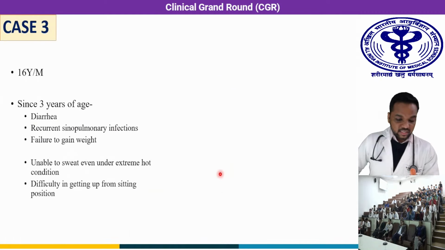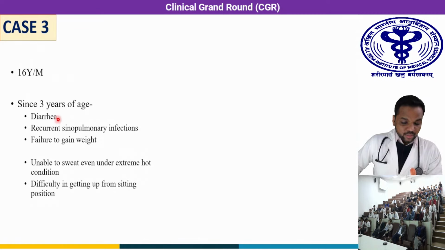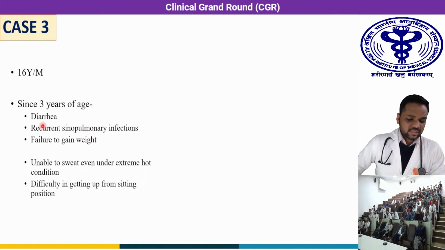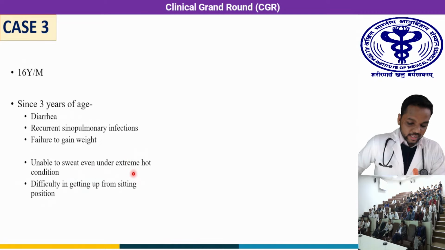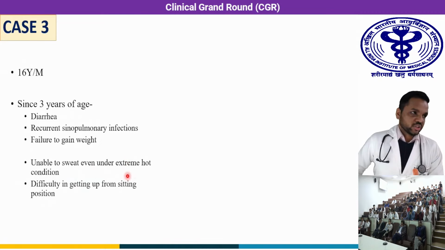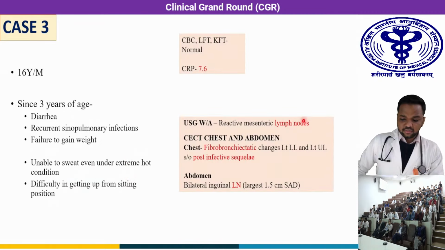If we see case 3, he is a 16-year-old male, who presented with diarrhea and recurrent sinopulmonary infection since 3 years of age, with other symptoms of being unable to sweat even under extreme hot conditions, and difficulty in getting up from the sitting position. He was further evaluated on imaging, which only showed lymphadenopathy with fibrobronchiectatic changes.